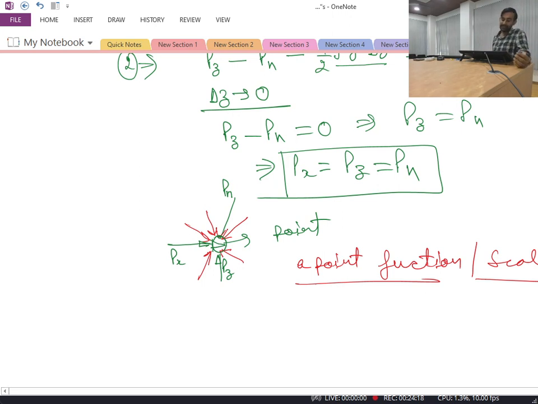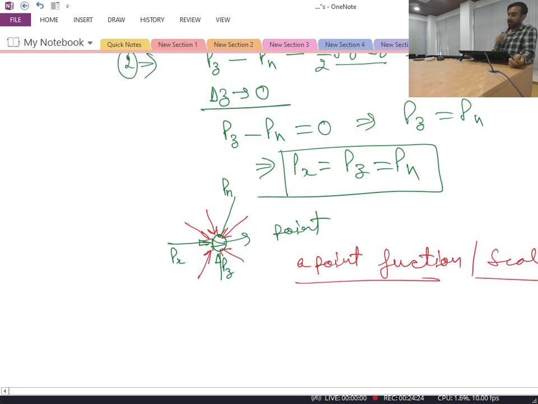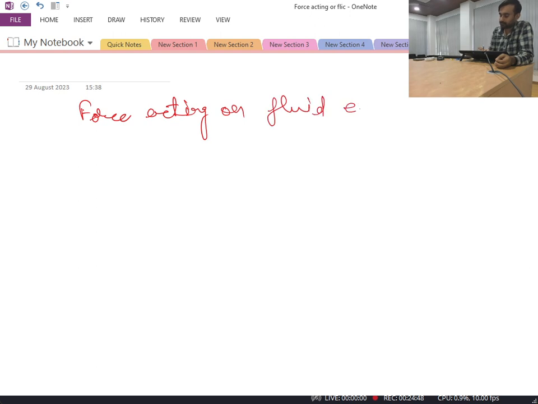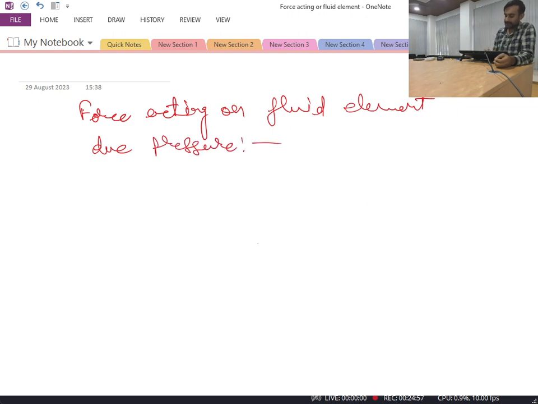Okay, now after this we will study one more important concept, which particularly helps us identify why our free surfaces are always horizontal. So for that, let's first try to estimate the force acting on a fluid element due to pressure. Okay, so for this, let's consider that we have a fluid element of very small size.